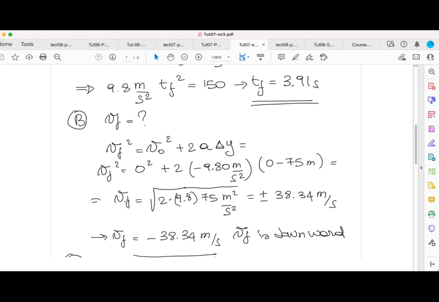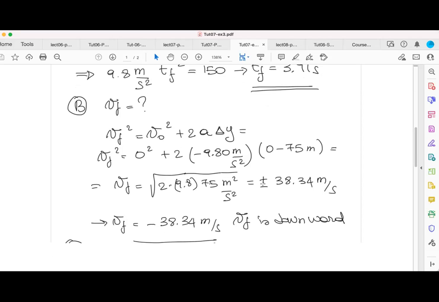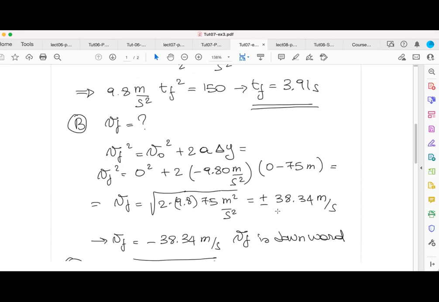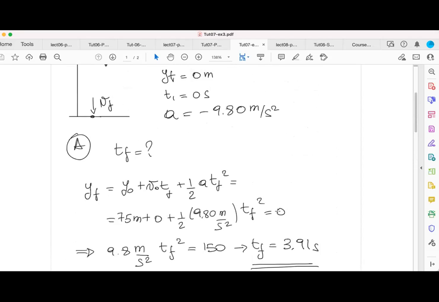If you do the calculation, you find the square root of this number. It gives plus and minus 38.34 meters per second. Now, of these two, the one positive and the one negative, the one that we need to pick up is the negative velocity. Why the negative velocity? Because we know that the velocity is going downward.